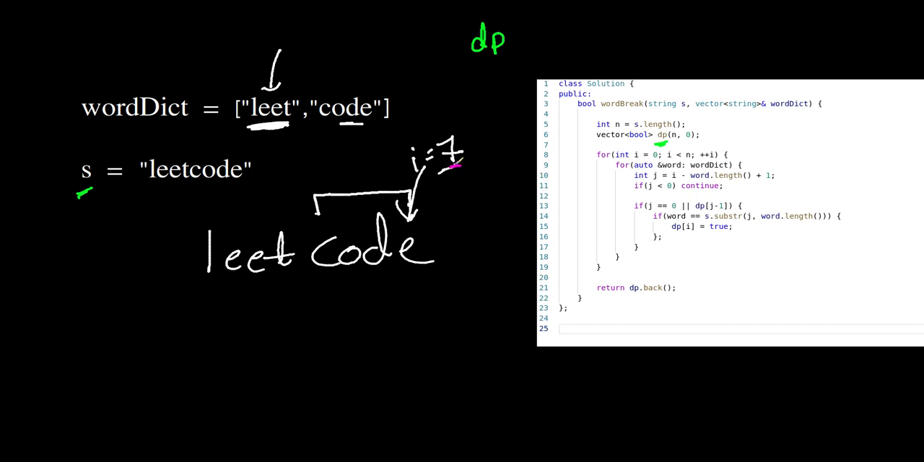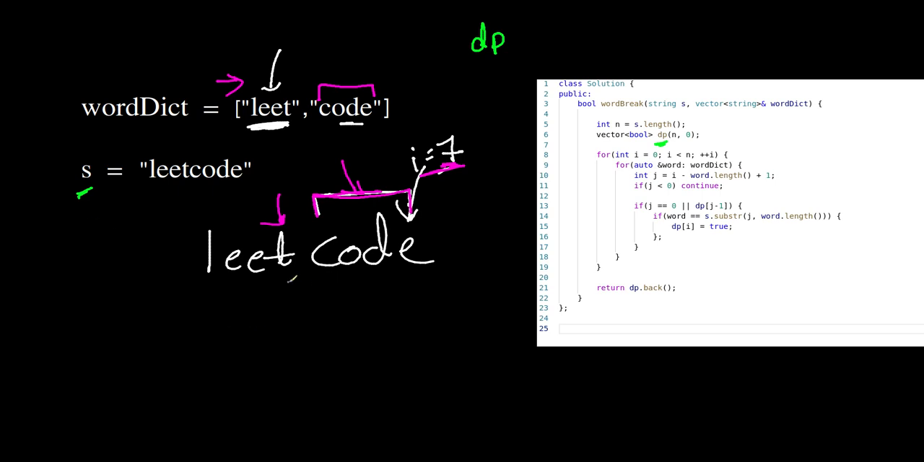for i equal 7, this word code, because we are iterating over the word dictionary, we find this word code equal to this substring, and because we solve from left to right, db of this index will be true, so the two conditions apply, and db of 7 will be true.